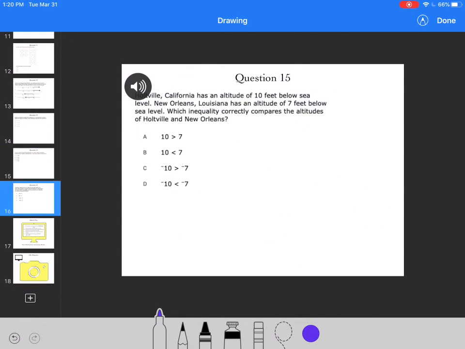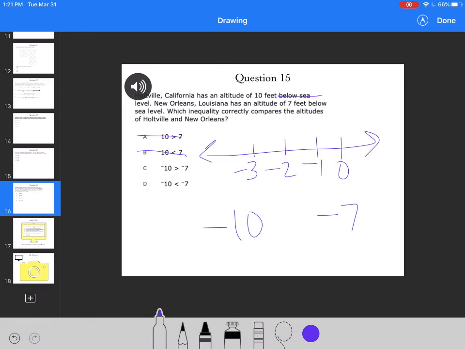Holtville, California has an altitude of 10 feet below sea level. So below sea level is a negative number. New Orleans has an altitude of 7 feet below sea level. So then they want to know which inequality correctly compares the altitudes. Well, I know it can't be A or B because they don't have negative numbers. So now I'm looking at C or D. So when I'm thinking about a number line, I know I have 0, and then I go -1, -2, -3. The further to the right it is, the bigger it is. So that means my inequality goes that way. -10 is less than -7. So my answer should be D.